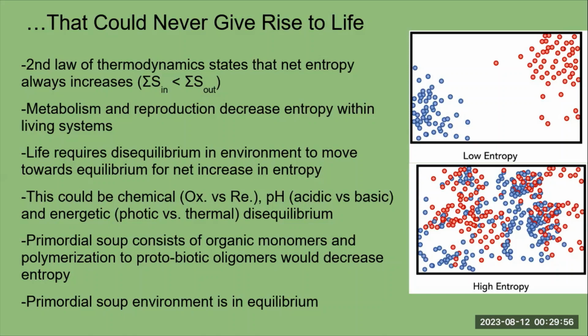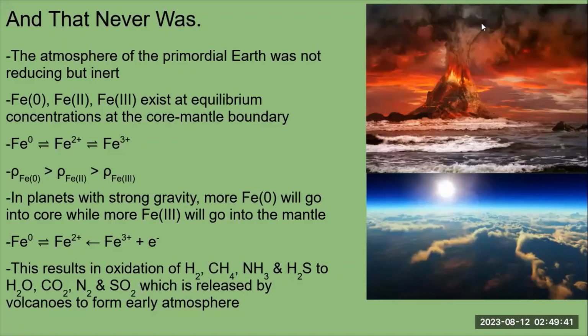The problem here is that there would be no disequilibrium to draw from, since the primordial soup is already in equilibrium. But there's another problem with the primordial soup hypothesis. This is that it never existed.